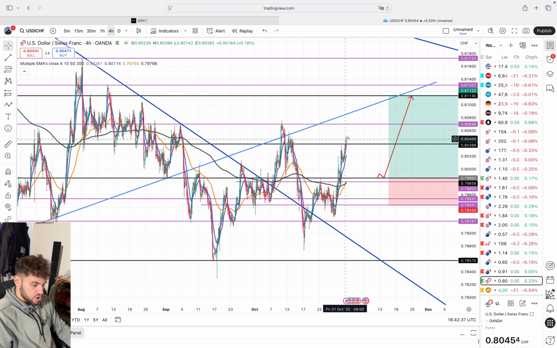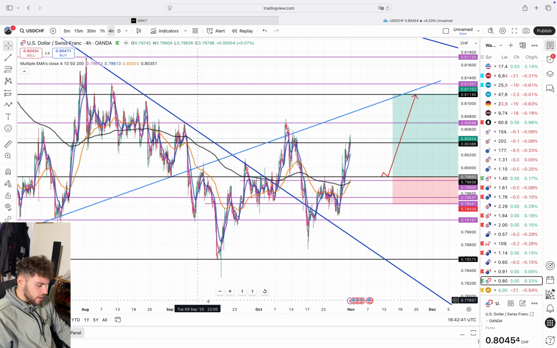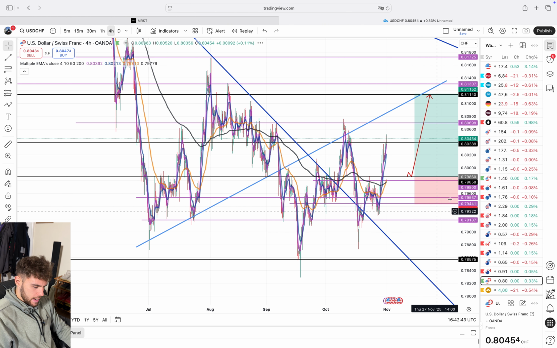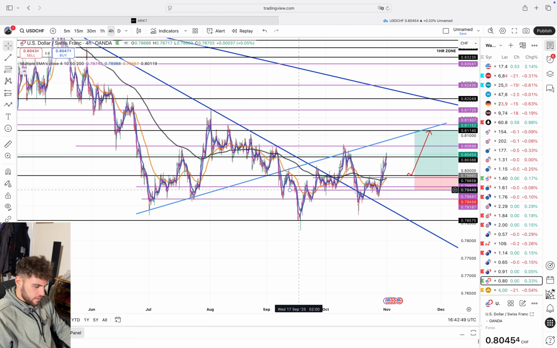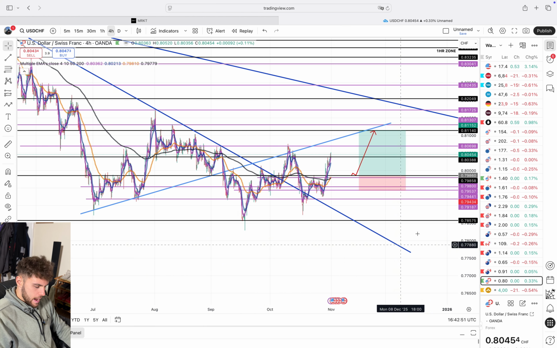But as I say, we're in this trade completely risk free, so this doesn't matter. So we are extremely low in USD CHF right now, extremely low. As you can see, we've just been consolidating around this area for a really long time.